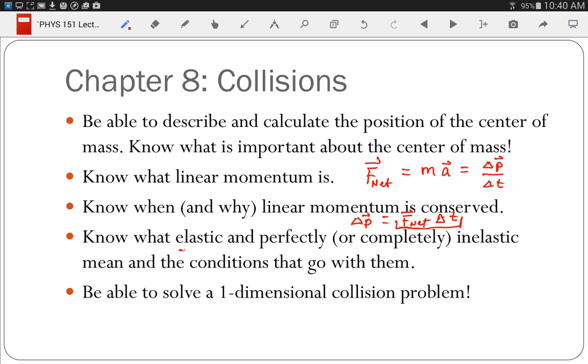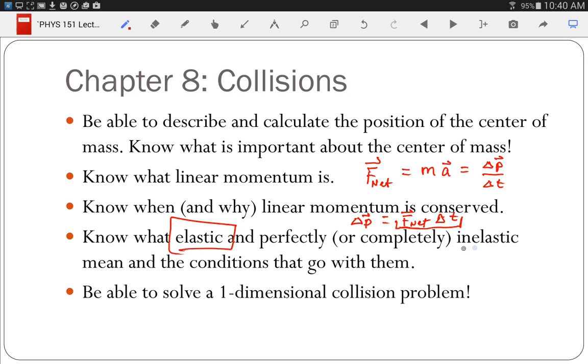So an elastic collision is a collision in which kinetic energy is the same after the collision as it was before. That means you had nothing that was converting the energy into sound or into heating things up or into deforming things. A perfectly or completely inelastic collision is the opposite. Now, perfectly or completely inelastic does not mean that the kinetic energy went to 0. What it means is that the two objects stuck together.